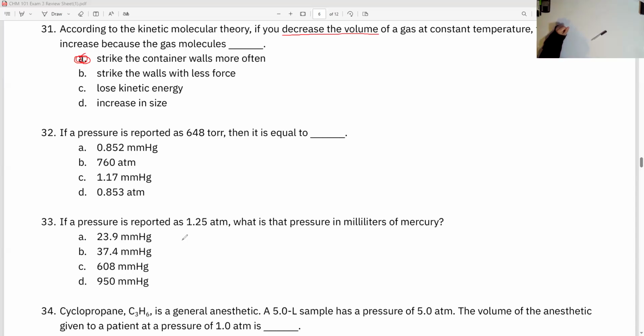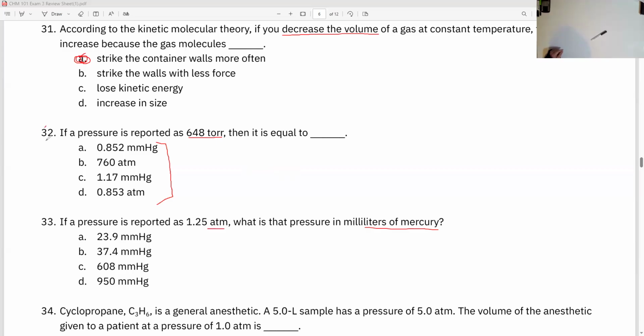All right, our next 2 questions are conversion questions. Number 32, we're going to be converting from the torr unit into millimeters of mercury and atmospheres, and we'll see which value matches with our answer choices here. And then for the second one, we'll be going from atmospheres into millimeters of mercury.